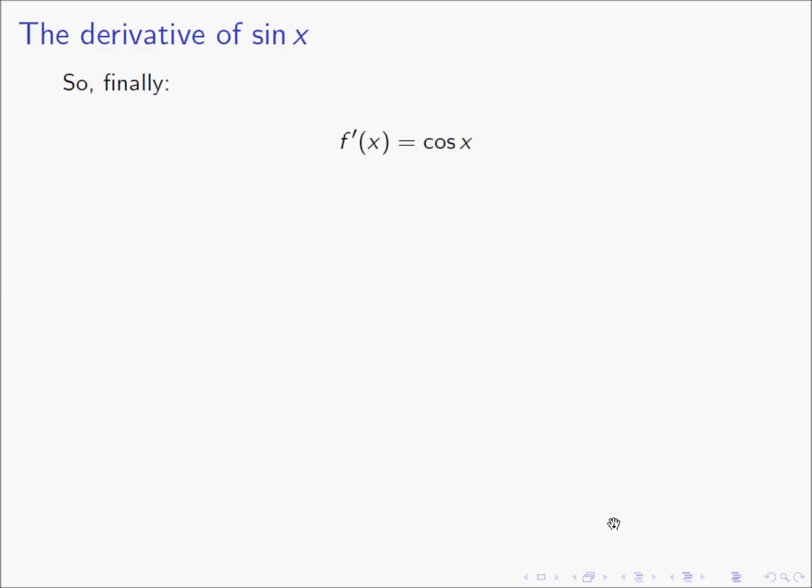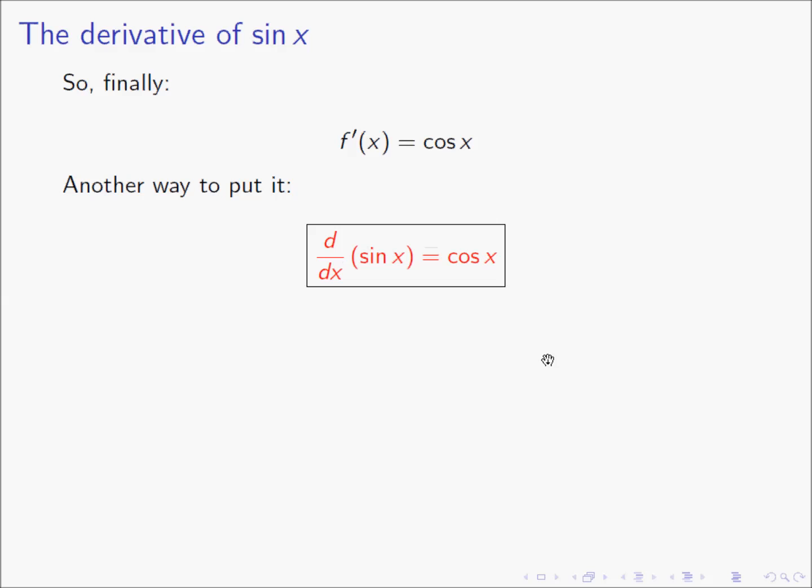So finally we get that the derivative is cosine of x, and another way to write this is to say that the derivative of sine of x is cosine of x. And this is the first basic trigonometric derivative.